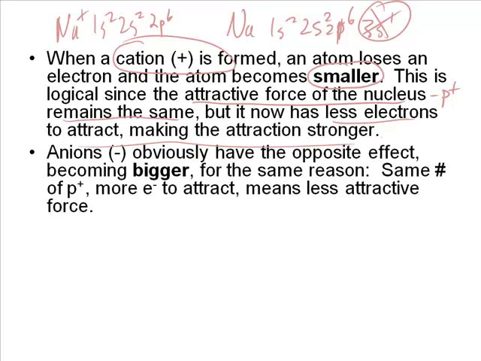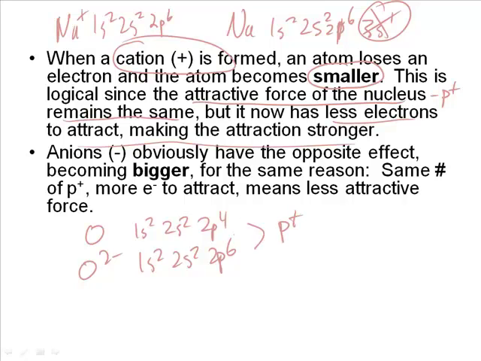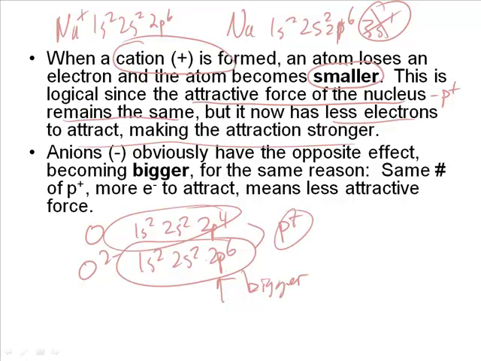And the opposite occurs with an anion. If you add electrons, so if you go from O, 1s2, 2s2, 2p4, to O2 minus, 1s2, 2s2, 2p6, again, same thing. Both of these have the same number of protons, but now there's 2 more electrons to attract in this one than in this one. So this one is going to be bigger because the protons are the same, but the number of electrons is now more.